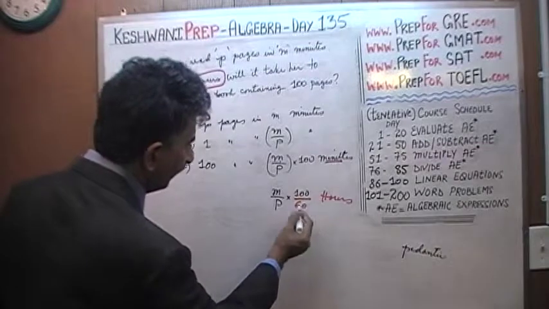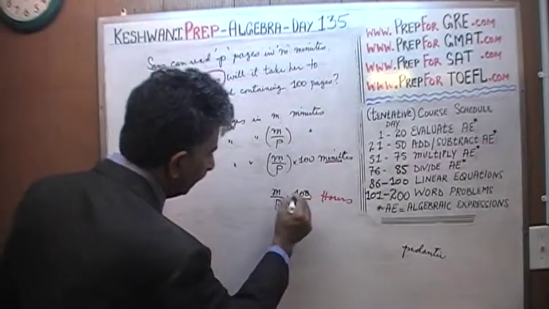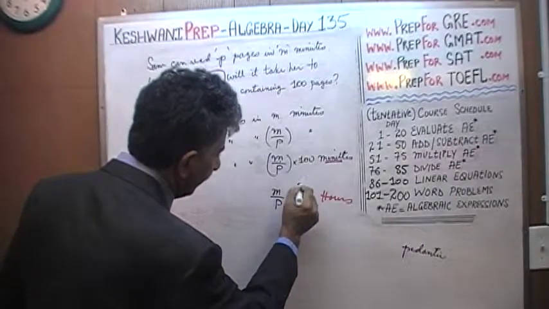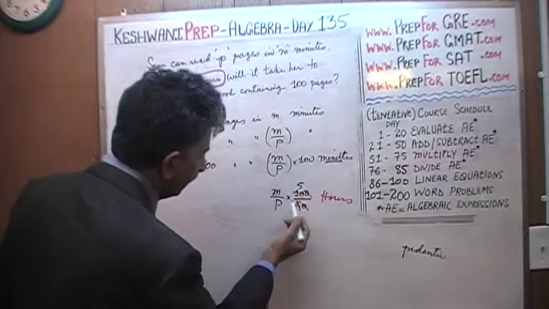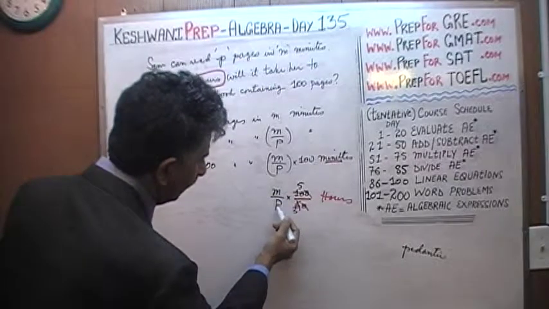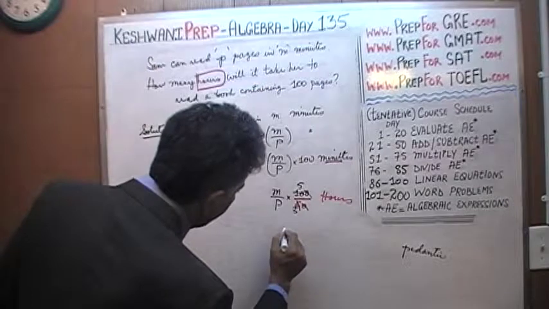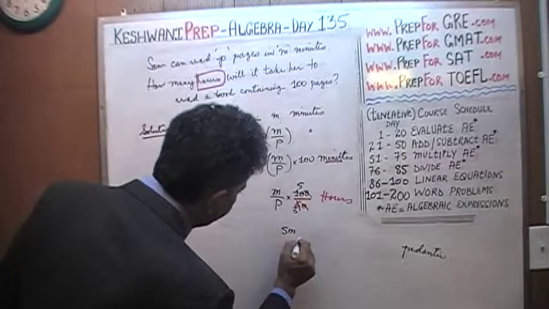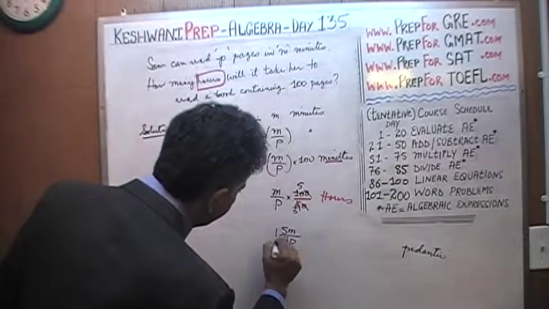So 100 divided by 60, this 0 drops out. 10 divided by 2 is 5, and 6 divided by 2 is 3. So it's m times 5 over p times 3, which is to be written as 5m over 3p.